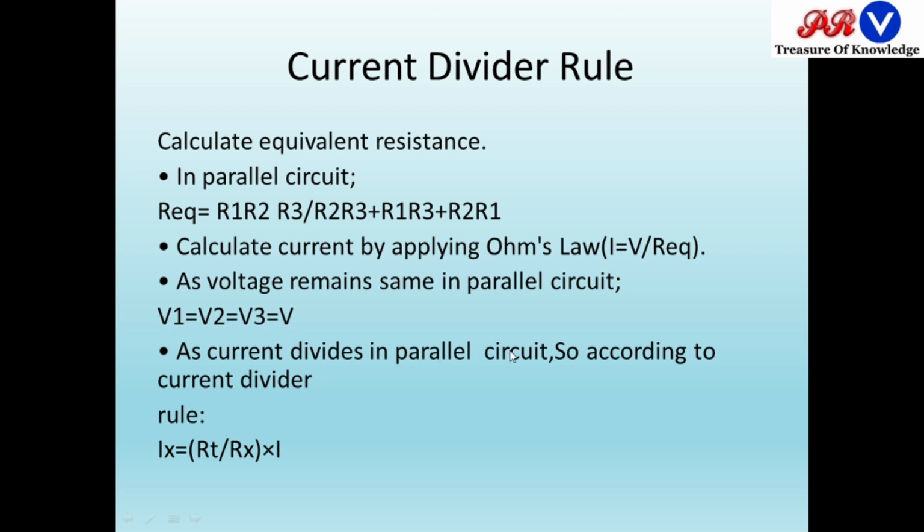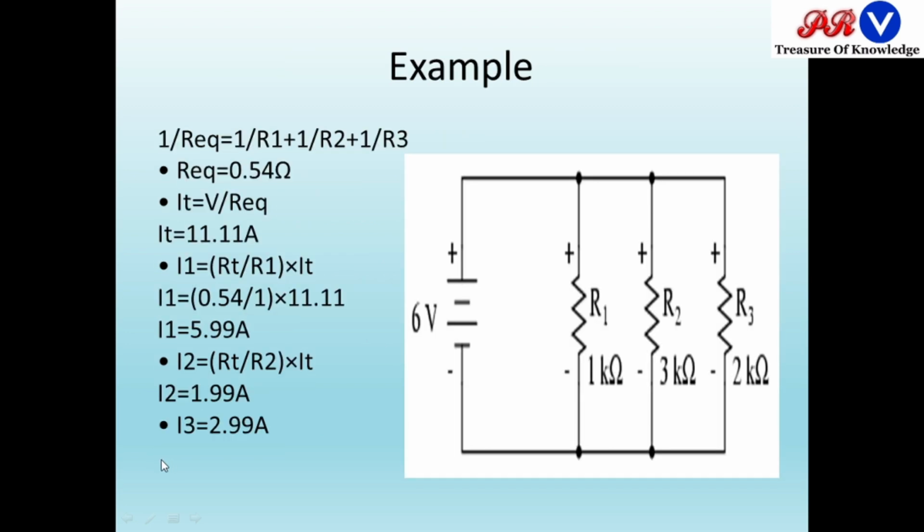As current divides in a parallel circuit, according to the current divider rule, the current in resistor Rx is equal to R total, which is the equivalent resistance, divided by Rx, multiplied by the total current. In this way we can find the current in the X resistor. Similarly, you can use the current division rule here.